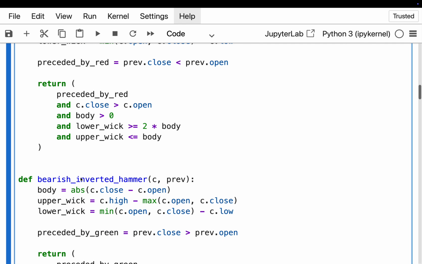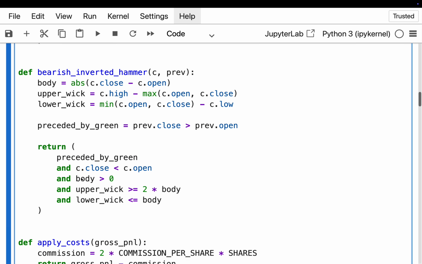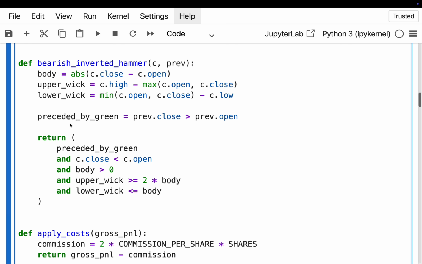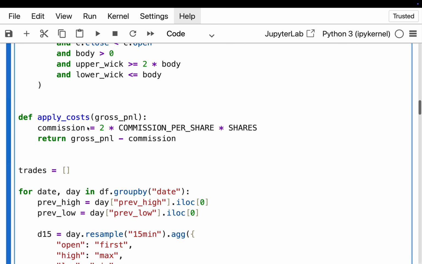The third is bearish inverted hammer, the mirror image for shorts. Close red, upper wick at least twice the body, lower wick no larger than the body, preceding candle must have been green. And the last helper just deducts round trip commission from gross P&L to give us net.